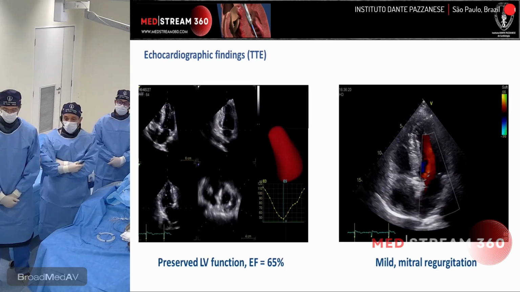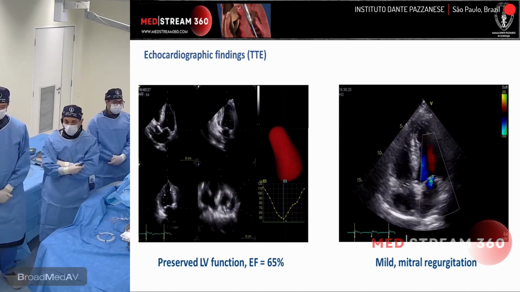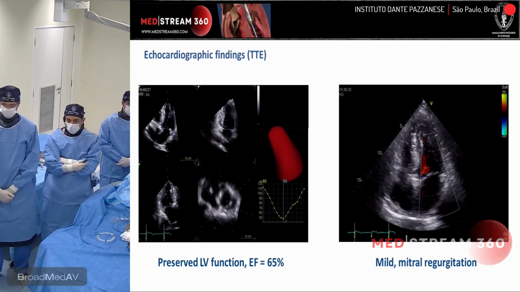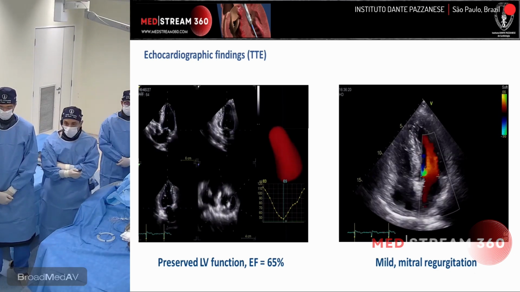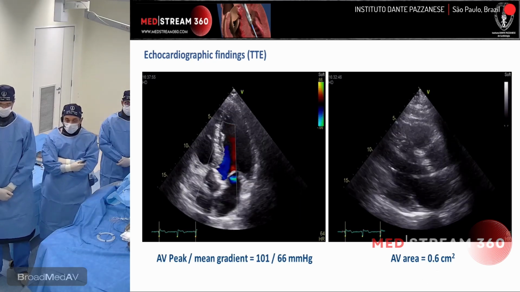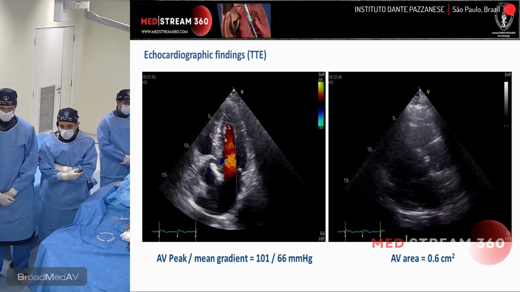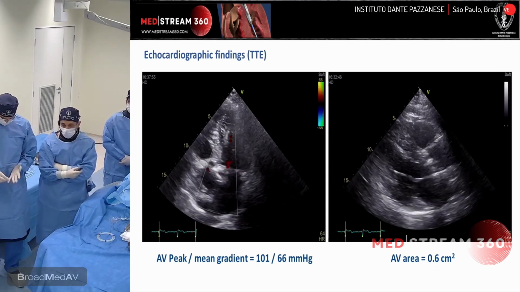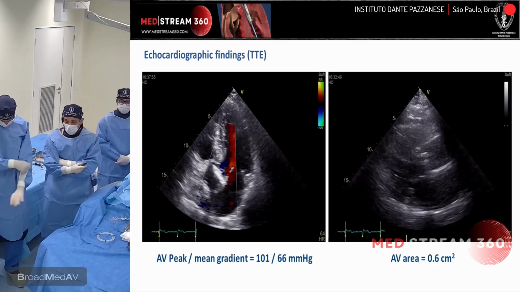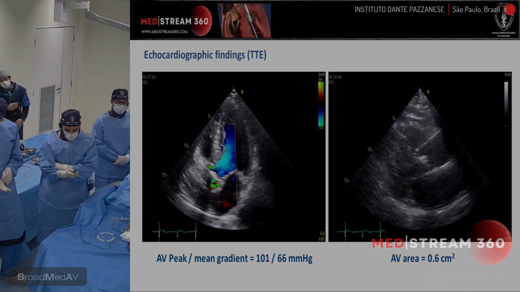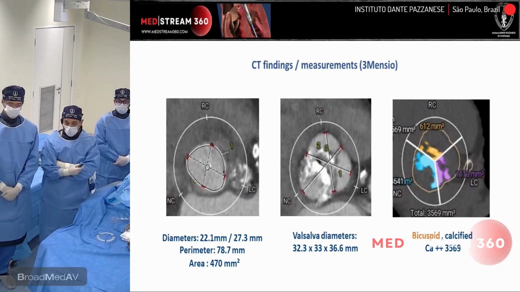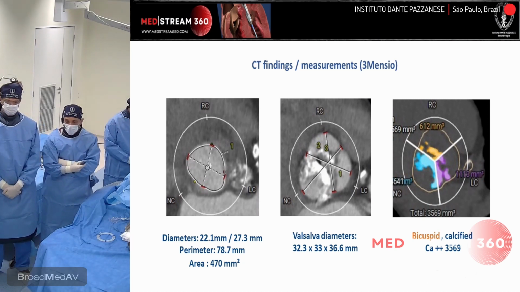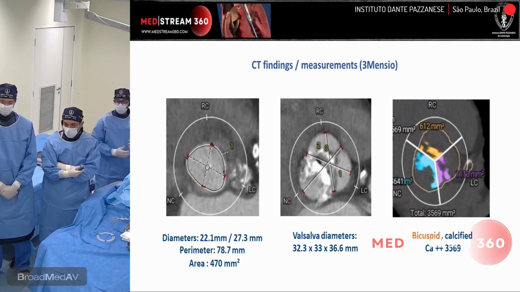These are the echo findings. He has a preserved left ventricular function with EF estimated at 65%, mild mitral regurgitation. The mean gradient across the aortic valve is 66 millimeters of mercury, and the estimated aortic valve area is 0.6. This is a CT workup, and you can appreciate that this patient has a bicuspid, very calcified aortic valve.